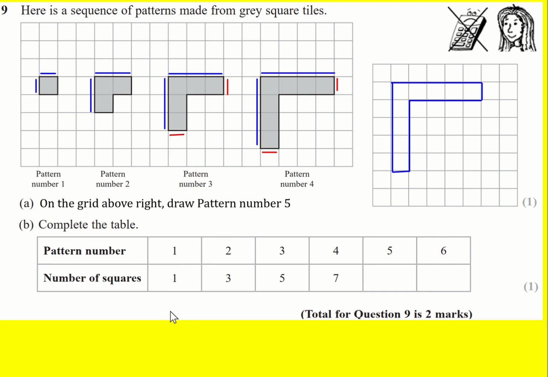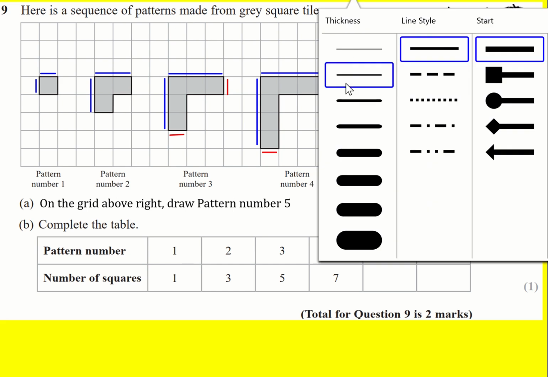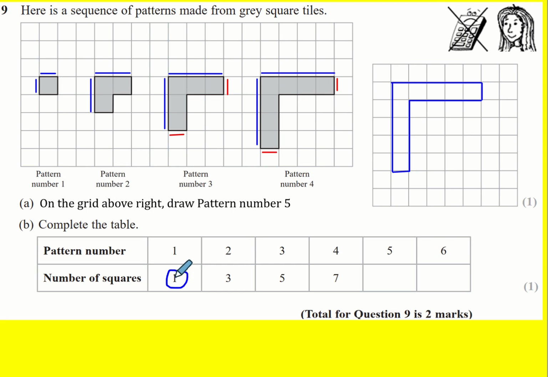Okay, complete the table. So now we've got a table to fill in, and that corresponds with the diagrams that you've just done. So there is 1 square, as you can see here, in pattern 1. There you go, there's your 1 square. There are 3 here, 1, 2, 3, which is why they've got the number 3 here. 1, 2, 3, 4, 5 there, which is why you've got the number 5 here.